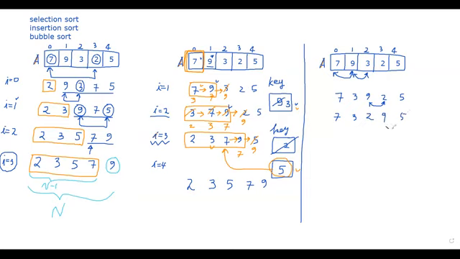And then compare the next neighbor pair. It is 9 and 5. We need a swap, right? Because the smaller number is at the end. So 7, 3, 2 stay the same. 9 and 5 should be swapped, right?